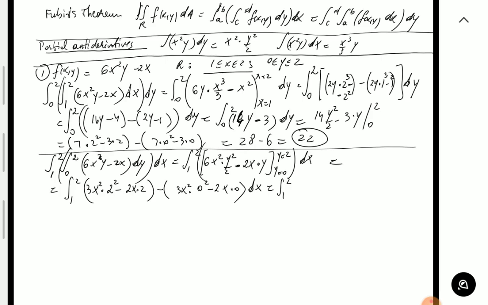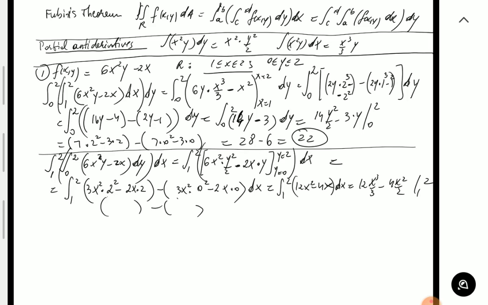So what do I have here? I have 12x squared minus 3x squared. That makes it 12x squared. No, this is just 0. So 12x squared minus 4x dx. And then finally 12x cubed over 3 minus 4x squared over 2 between 1 and 2.